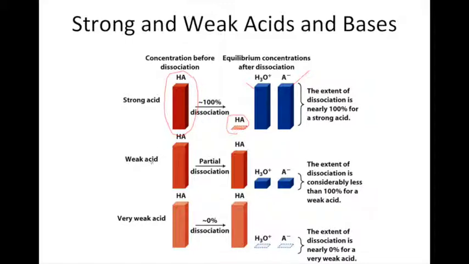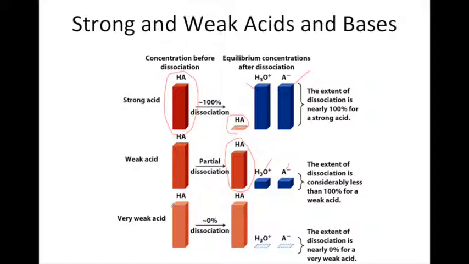Weak acids, when put into water, here we have HA, we start out with some initial concentration of the weak acid, it partially dissociates. So you still have some concentration of your undissociated acid remaining, but you have produced some hydronium and some conjugate base A-.